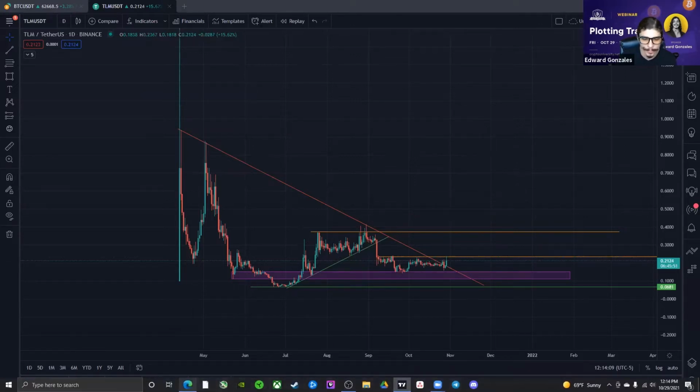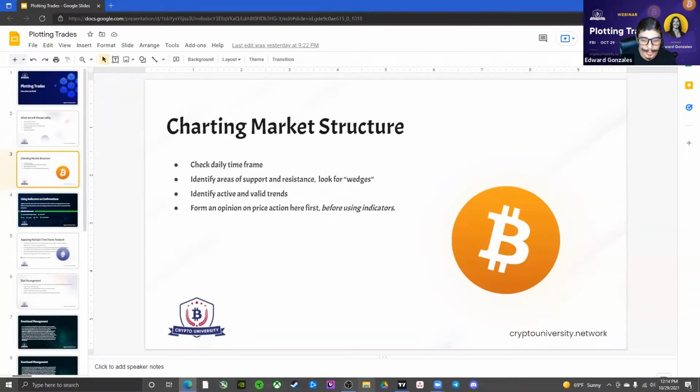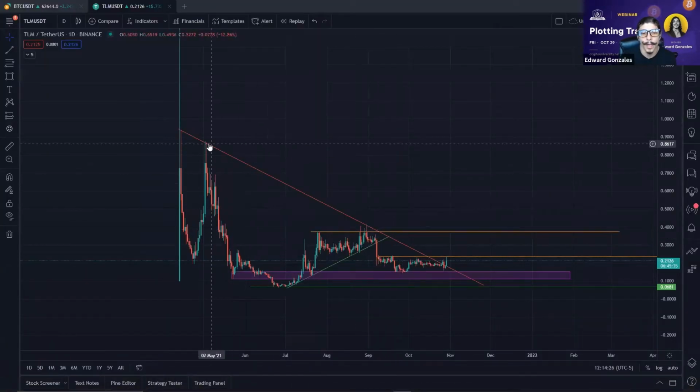Okay. So we have identified areas of support and resistance. Looking for wedges, we found one. We actually did find a wedge. We identified active and valid trends. So looking at this chart here, our downtrend is the most active valid trend.